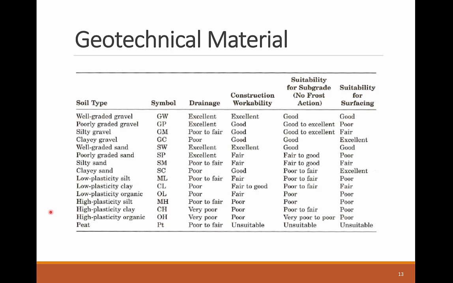In general, coarse-grained soils are the main type used as a structural material in most projects due to their good workability and suitability for subgrade and surfacing. We'll see in the other lessons the impact of the different soil classifications on their uses in civil engineering projects and their construction methods.